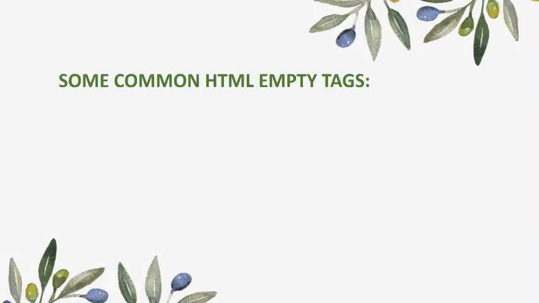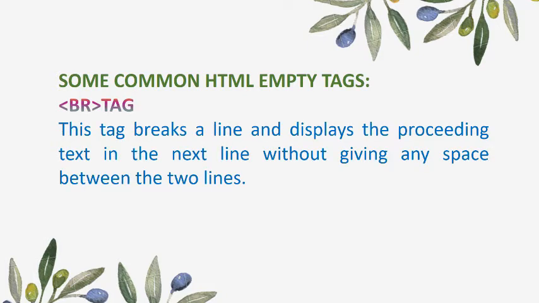Some common HTML empty tags. BR tag. This tag breaks a line and displays the preceding text in the next line without giving any space between the two lines. It should be given at the end of the line, after which a new line is required. The syntax is shown here.